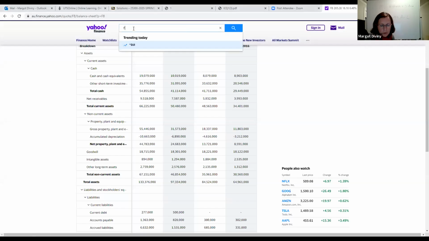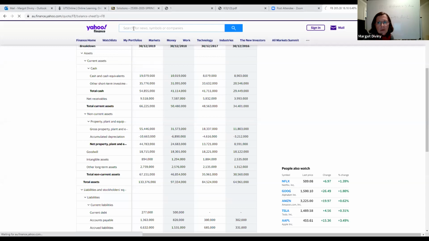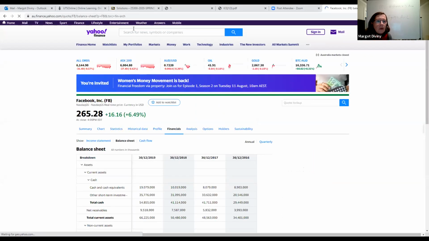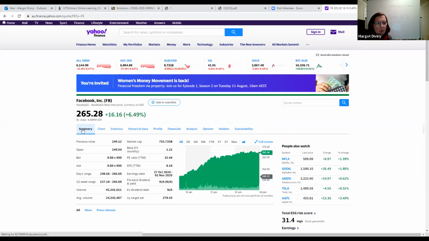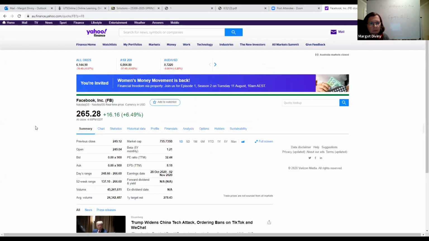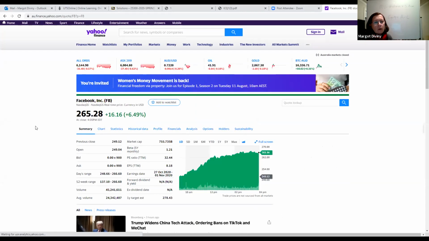So if you look up Yahoo Finance and you put in FB, which is Facebook's code, you can see a huge amount of information about them. So let's just come back to the summary page. Okay, so here's Facebook. So the last time Facebook traded, which would have been yesterday, it was trading at US$265 a share. It went up $16.16 on the previous day, and that's a 6.5% increase that day.